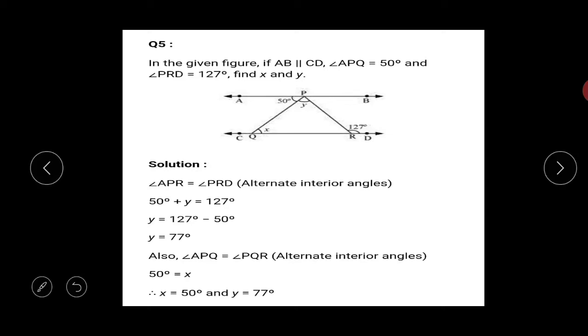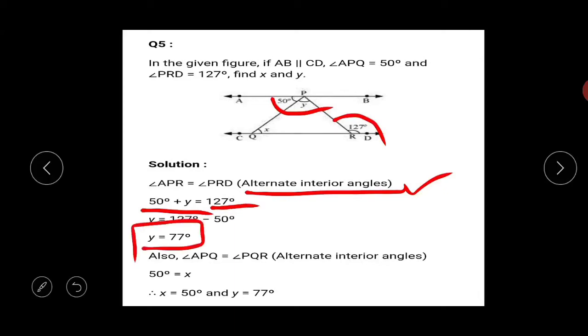What we are going to do, as you know that AB is parallel to CD, therefore alternate pairs must be equal. So as you can see, this complete angle is equivalent to this complete angle. That is, I can say that angle APR is equal to angle PRD. How? By alternate interior angles. Now APR, students, comprises two angles, that is 50 plus Y. So 50 plus Y will be equivalent to 127, and in this way students, you have found Y is equal to 77 degree.